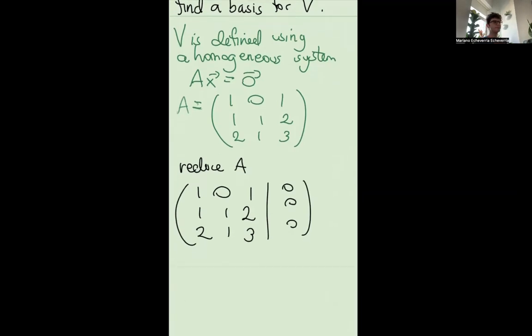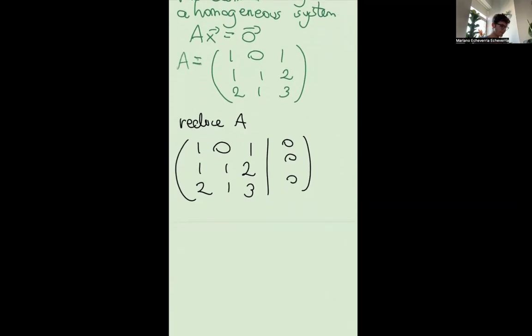To reduce a homogeneous system, of course, it's not too bad because there's a bunch of zeros in the right column, so you don't really need to keep track of those, but it's more convenient at this point to do that. So to reduce A, you do the row operations. Let's do minus row 1 plus row 2 into row 2, and I'll do minus 2 row 1 plus row 3 into row 3.